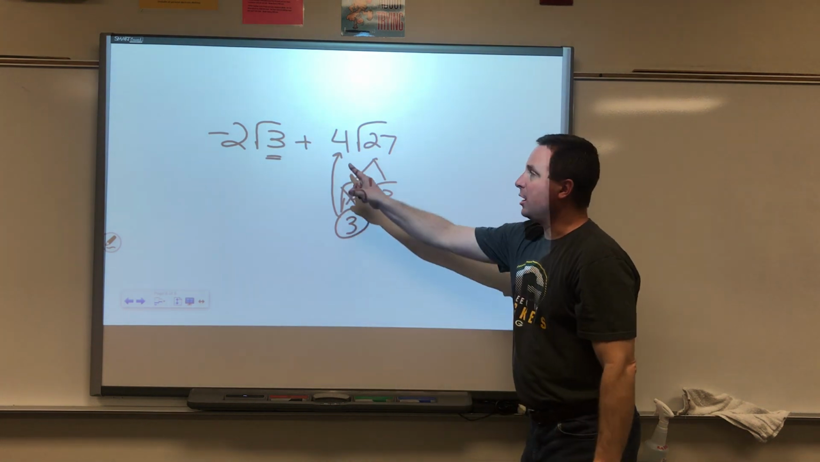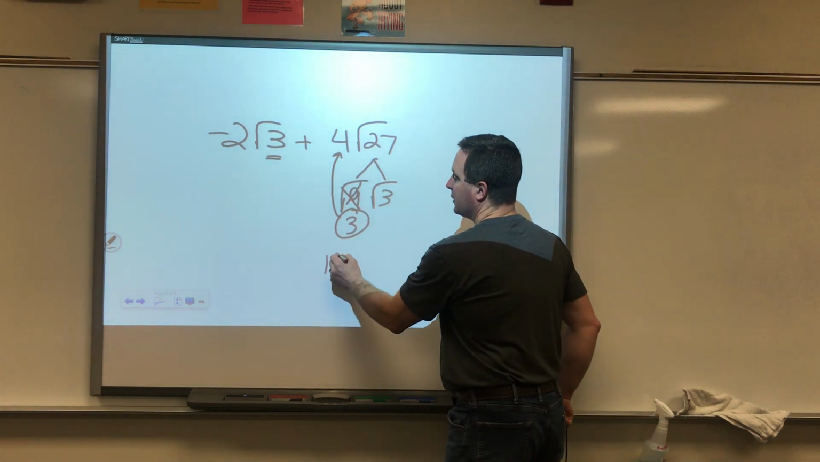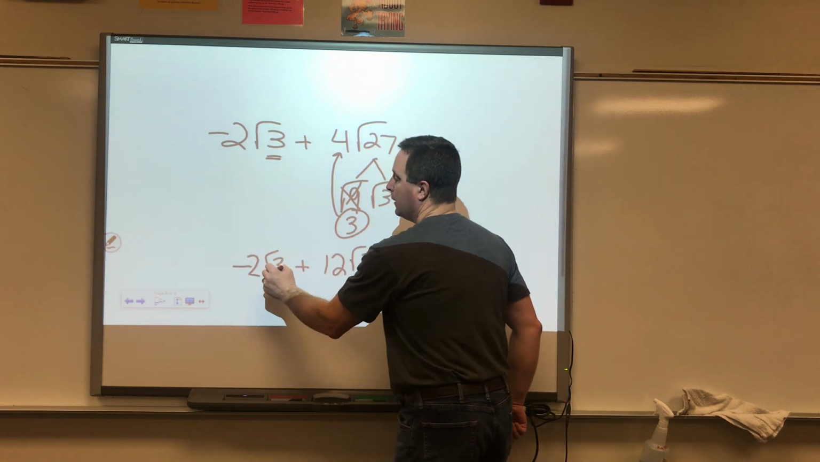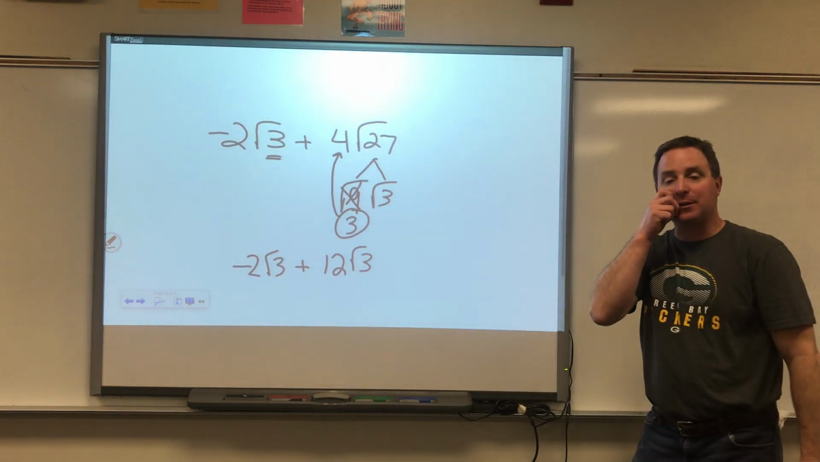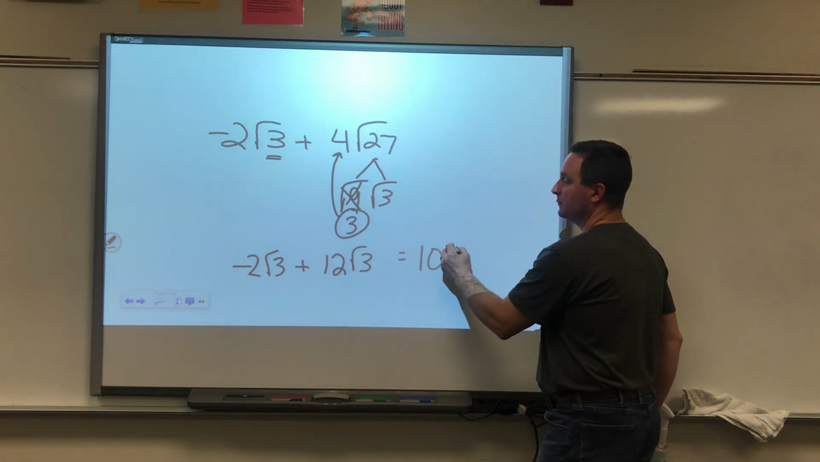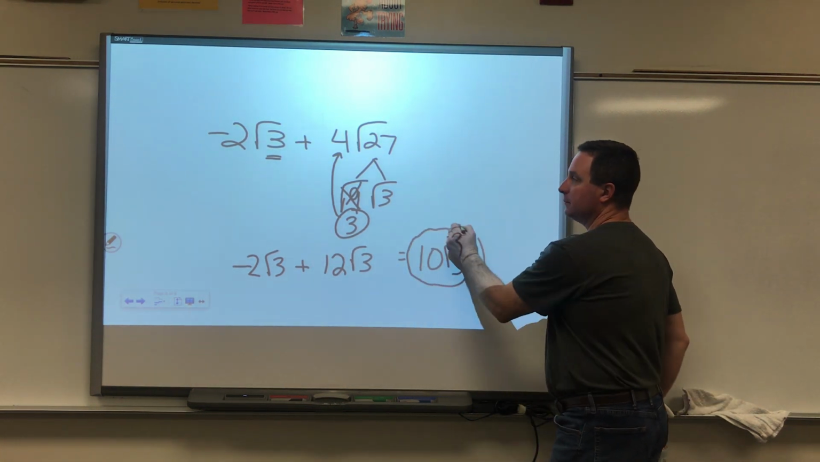A lot of people forget to multiply it by the number in front. This turns into 12 square roots of 3 and negative 2 square roots of 3. Turns out they are the same. If I add them together, now I get 10 square roots of 3.